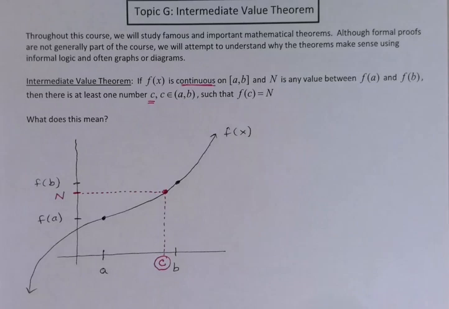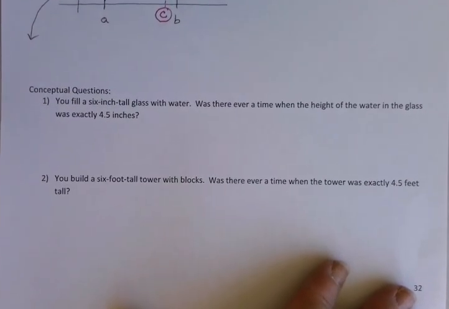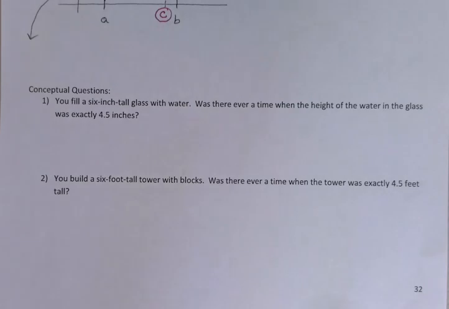All right, a couple of conceptual questions, and then we'll look at just one example of how historically the knowledge of the intermediate value theorem may have been helpful. Here are the concept questions. First one, you fill a 6-inch tall glass with water. Was there ever a time when the height of the water in the glass was exactly 4.5 inches?